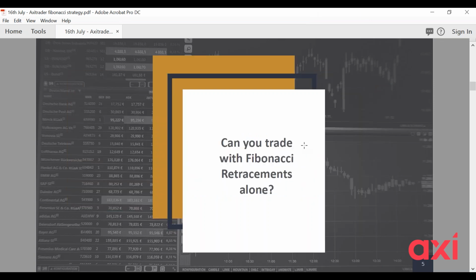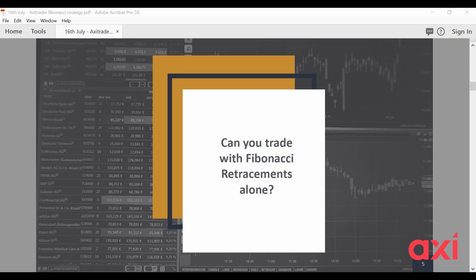Now, let's talk about whether you can trade with Fibonacci retracements alone. A lot of people ask me, what is your main trading strategy? And I can confidently tell you that 80% or 90% of my trading strategy revolves around Fibonacci retracements and Fibonacci extensions. Can you trade with Fibonacci retracements alone? Yes, but to trade it effectively, you need Fibonacci confluence. And confluence is where multiple things line up and add up together.